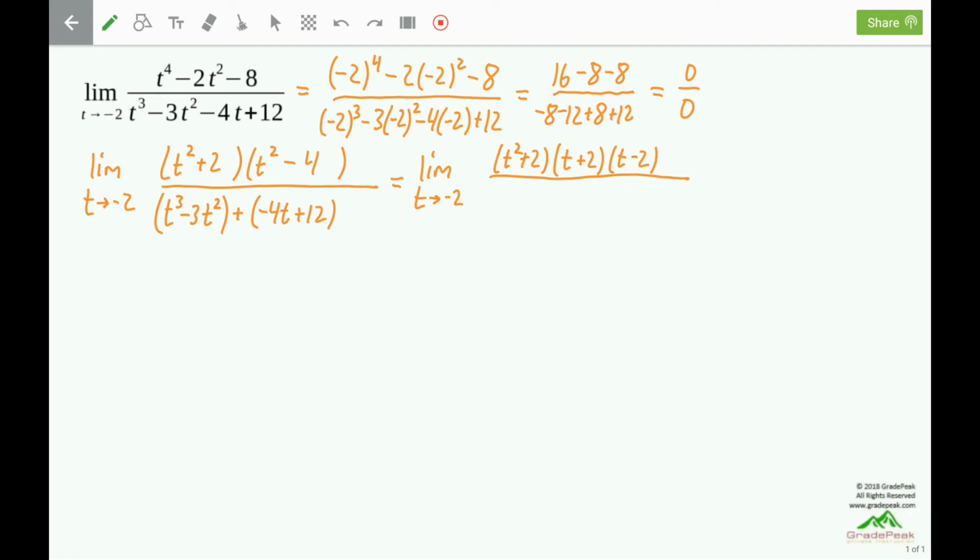The common factor of the first pairing of t cubed minus 3t squared will be a t squared. So t squared times t minus 3. The second pair we can factor out at least a 4. Now if we factor out a positive 4, we'll get a -t plus a 3. But that doesn't quite match this t minus 3. We need the opposite sign of that.